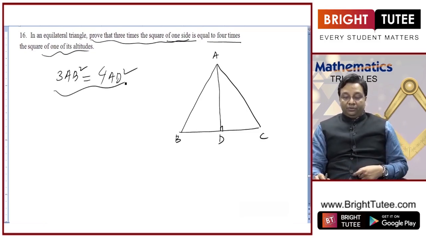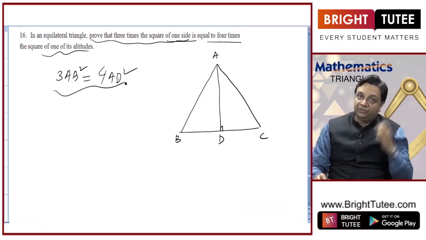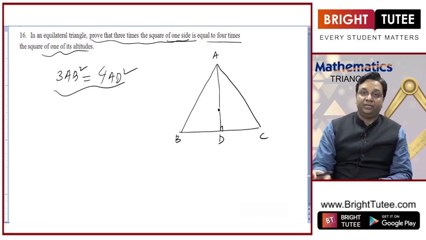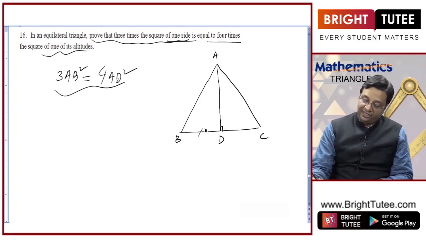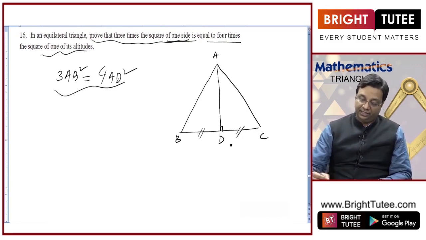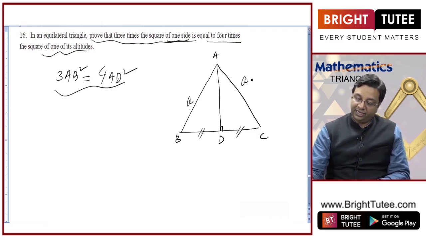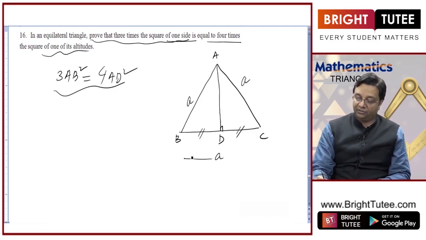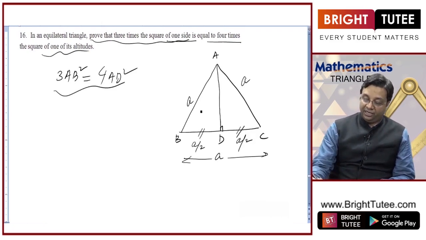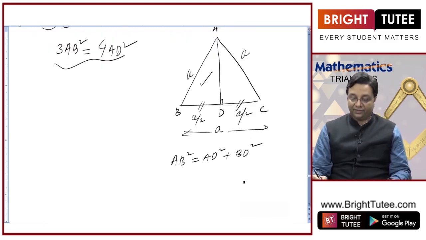Now again, if you know the basic properties of an equilateral triangle, that if AD is perpendicular to BC, it will bisect BC, right. So let us say all sides are a each in this equilateral triangle. So BD will be a by 2, and this will also be a by 2. Now by applying Pythagoras theorem here, I can say AB square is equal to AD square plus BD square, right.